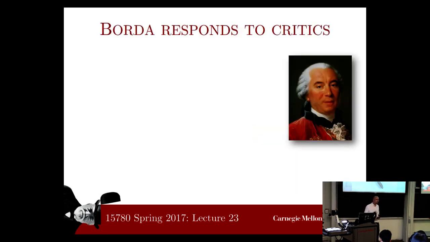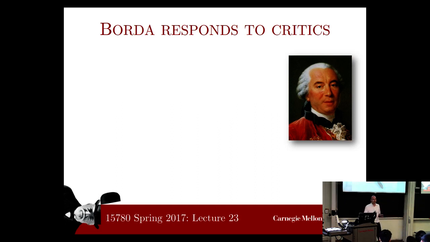Now, to give you some historical background for this, who is this Borda guy? So he was actually a contemporary of Condorcet we talked about last time. He was an 18th century French nobleman. Like Condorcet, he was a member of the French Academy of Sciences. And when he came up with Borda count, he actually suggested it as a voting rule for making decisions in the French Academy of Sciences.